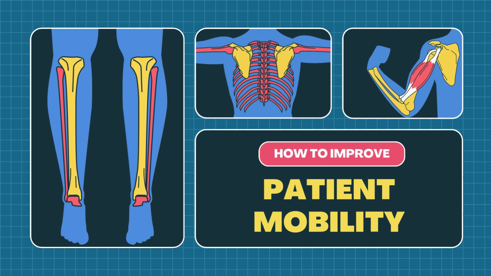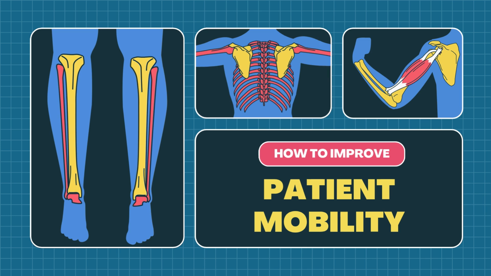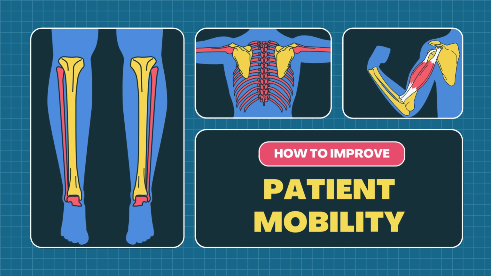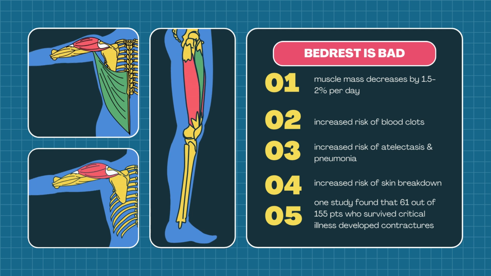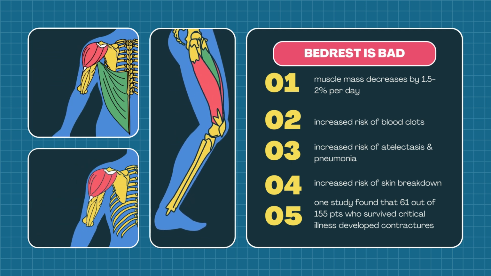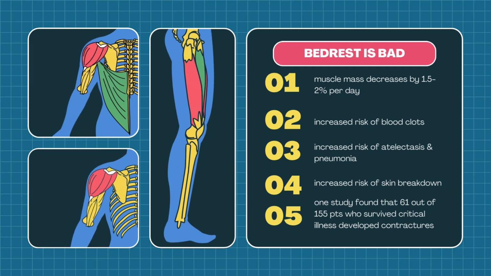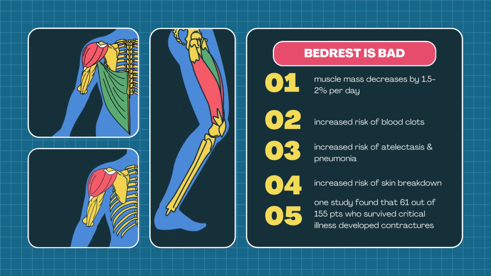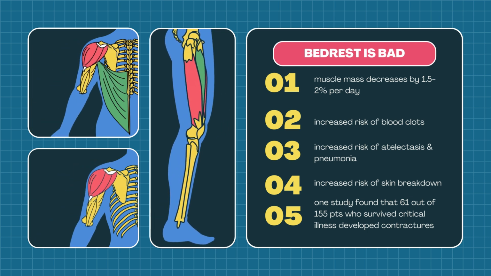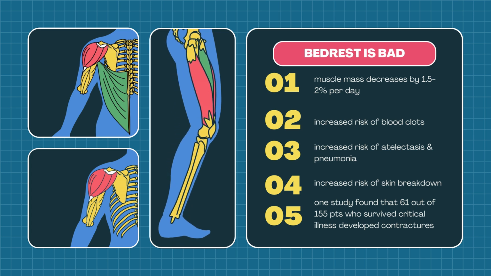This is a presentation about the Johns Hopkins Mobility Program that will be starting at the end of June to replace progressive upright mobility. The reason that we're doing this is because we know that bed rest is bad for patients. It increases the risk of blood clots, pneumonia, skin breakdown, contractures, and decreases muscle mass every day that a person is in bed.